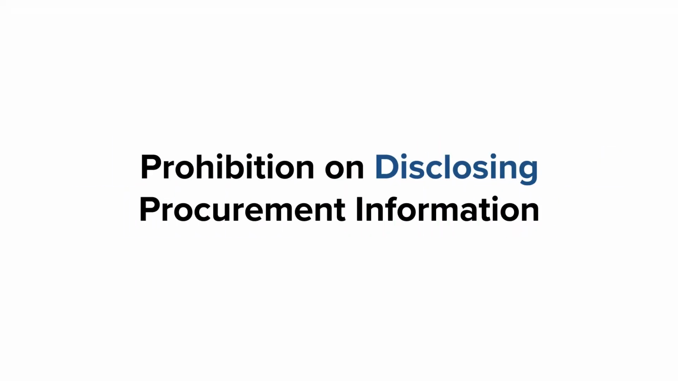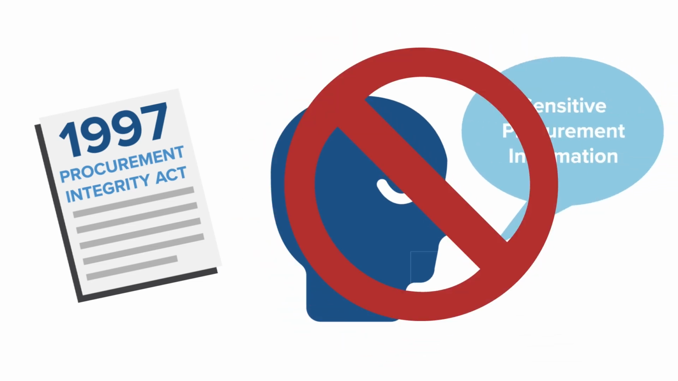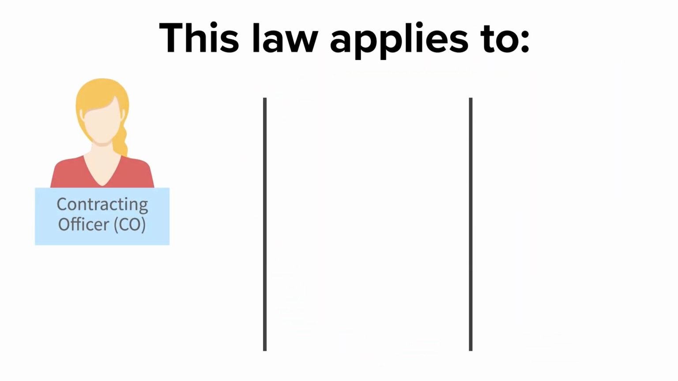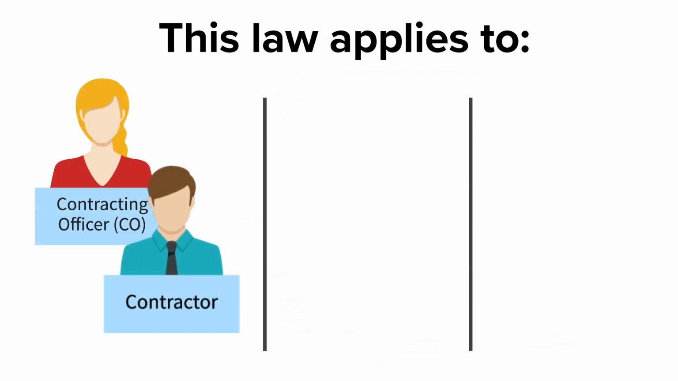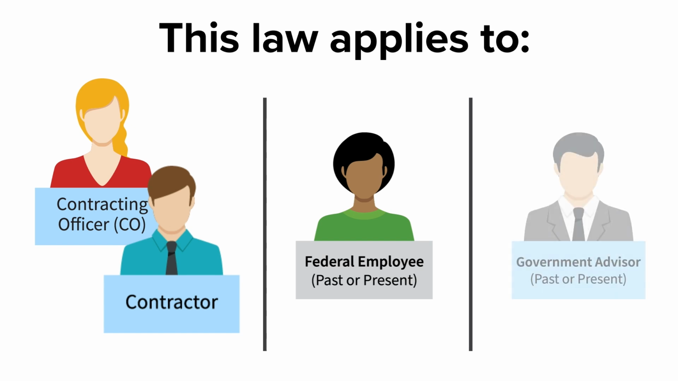Prohibition on disclosing procurement information. The Procurement Integrity Act prohibits the knowing disclosure of procurement information. This law applies to federal employees and contractors who have or had access to contractor proposal or quote information or source selection information by virtue of their office, employment, or relationship, present or former officials or employees of the government, a person that is acting or has acted for or on behalf of the government, or a person who is advising or has advised the government regarding the procurement.